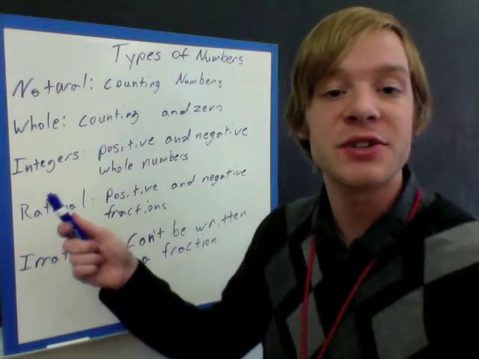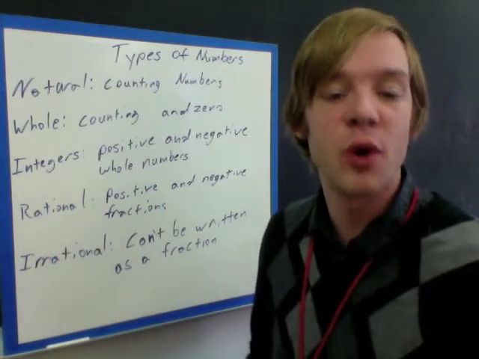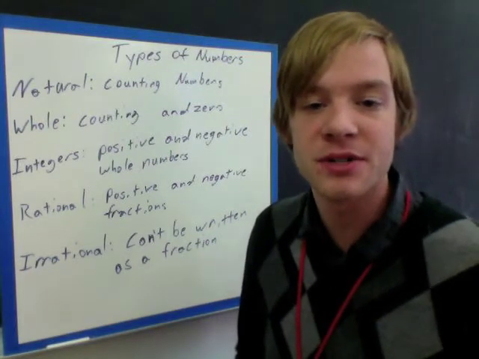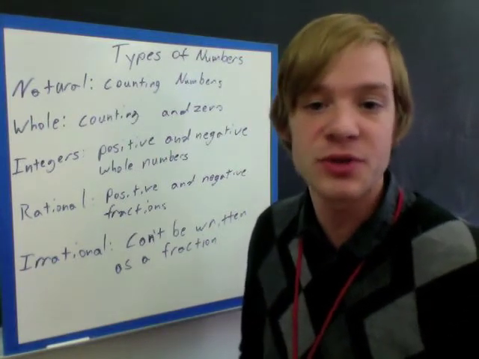Next up, we have integers. These are positive and negative whole numbers. So we can include negative 20 or negative 14, but it still includes 0 and it still includes the 1, 2, 3, 4, 5.